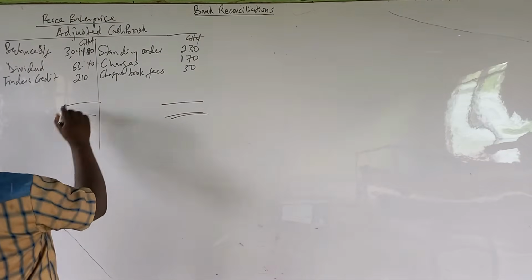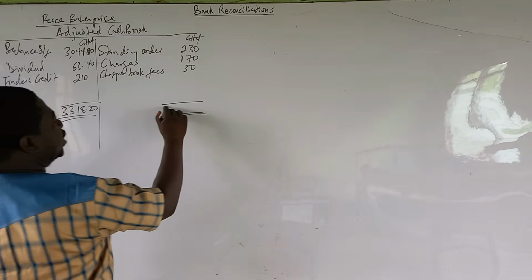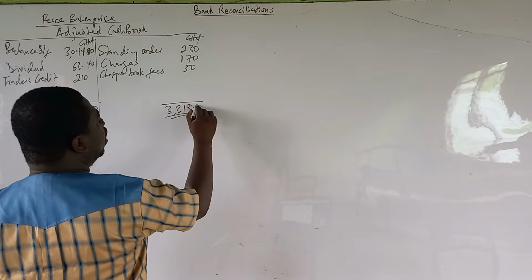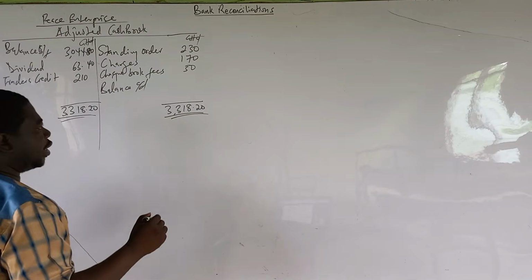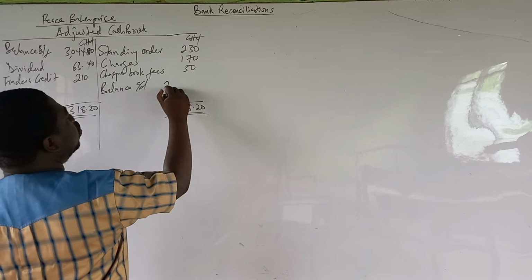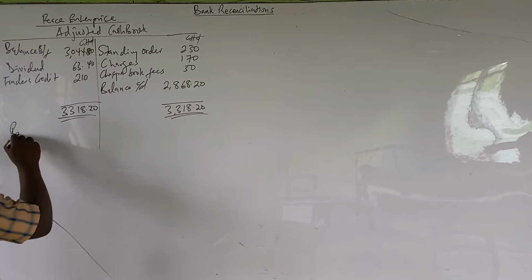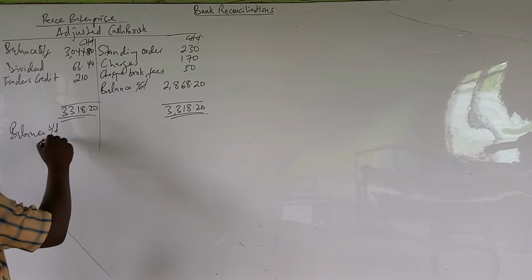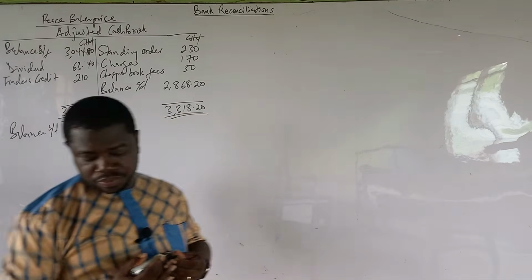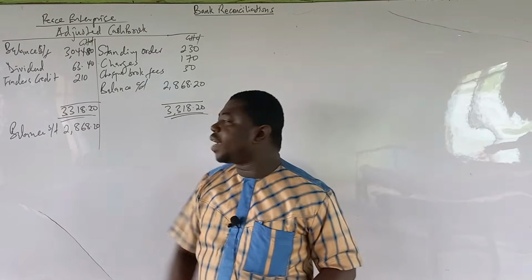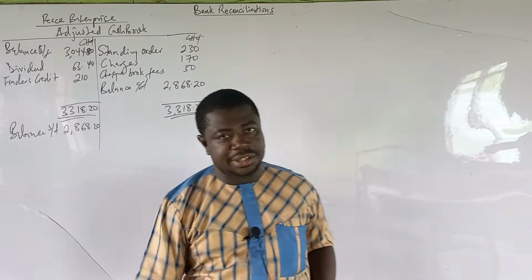And so the total of the debit side is 3,318.20. And that is the bigger side. And so we have our balance carried down on the credit side as 2,868.20. And so the balance brought down will be 2,868.20. And so this is our balance as per adjusted cash book. We are going to use this balance to prepare the bank reconciliation statement.